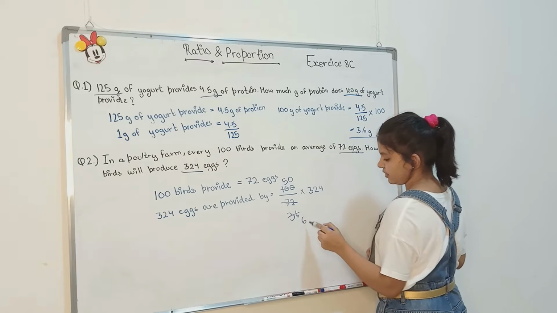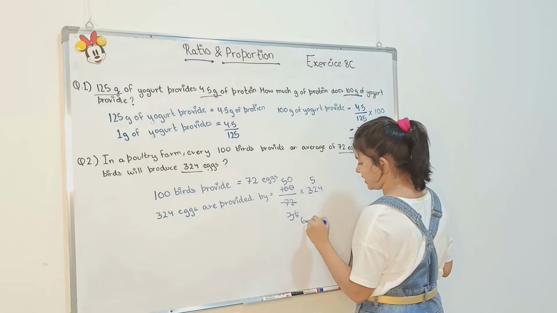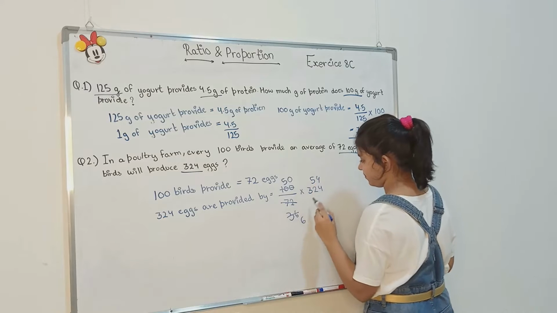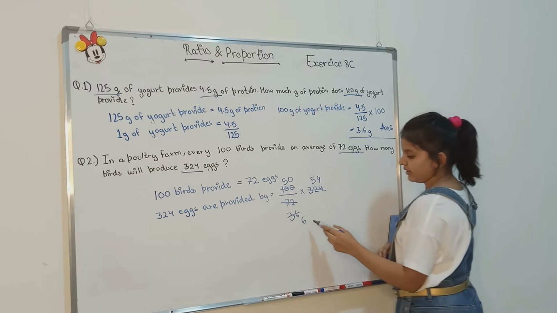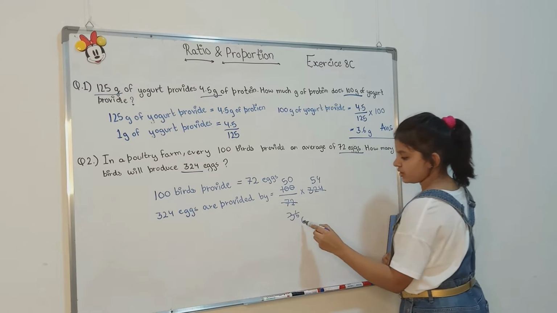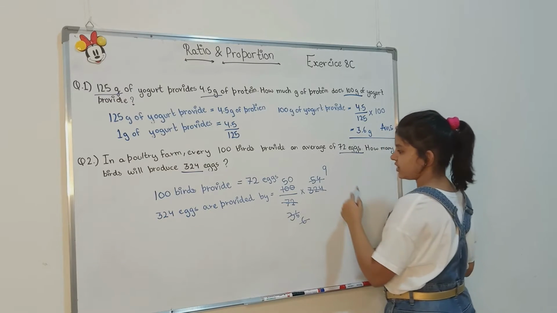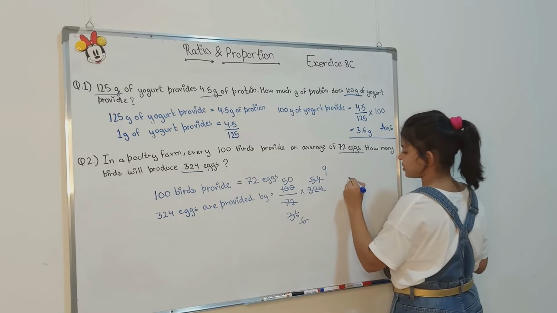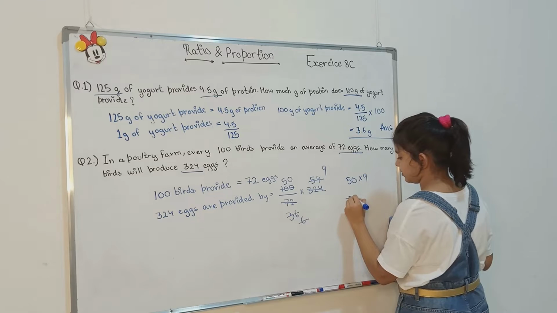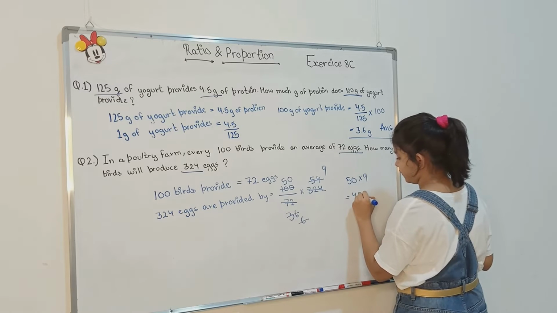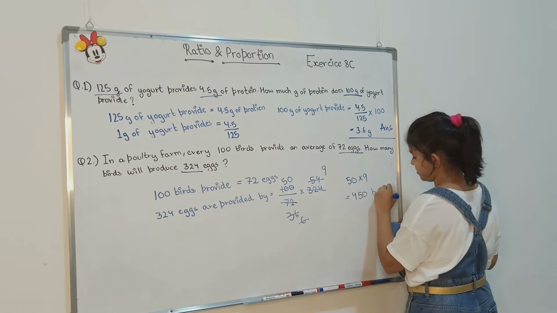So now we'll do it for this number. 6 5s are 30, and then 6 4s are 24. So here this number is cut. Then 6 and 54 are left. So 6 9s are 54. So now 50 and 9 are left. So we will multiply these numbers. So 50 into 9 is equal to 450, and then birds. So we'll write 450 birds.